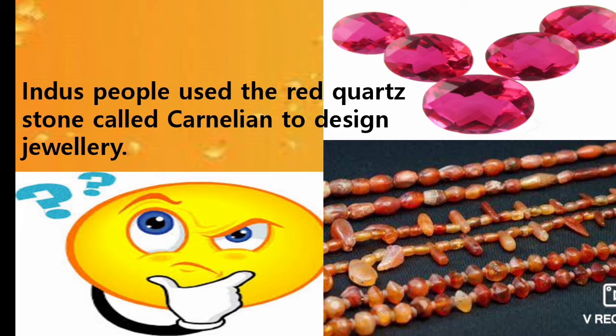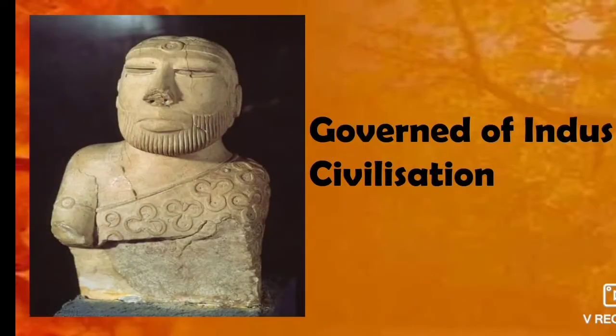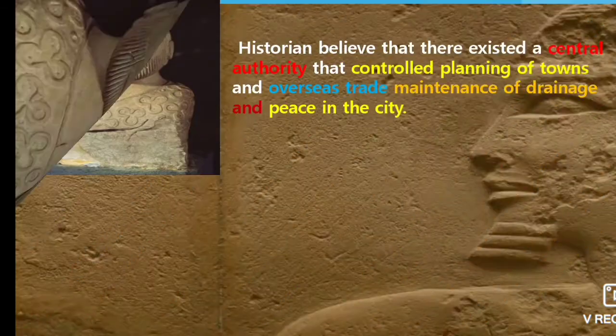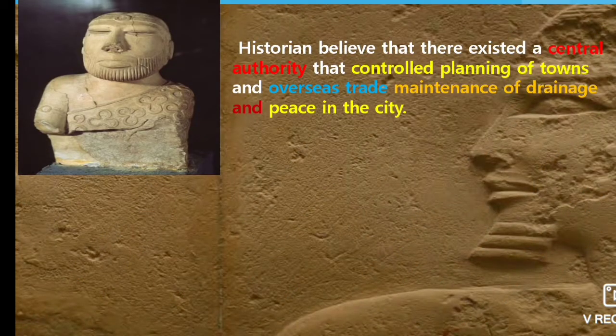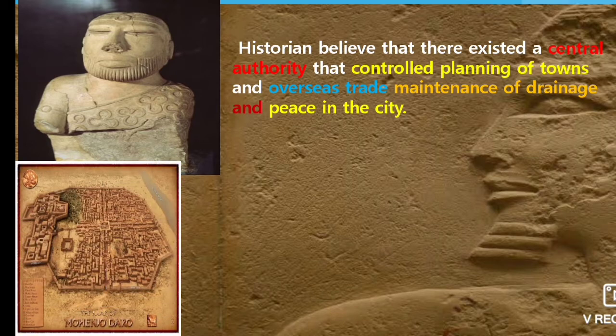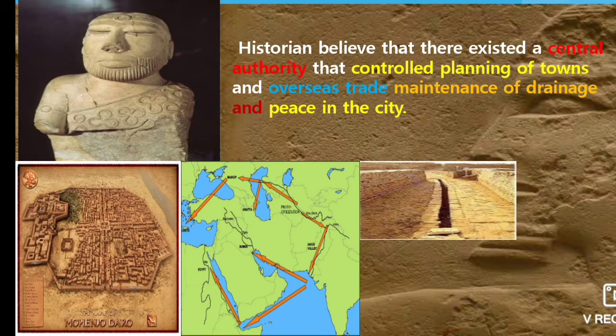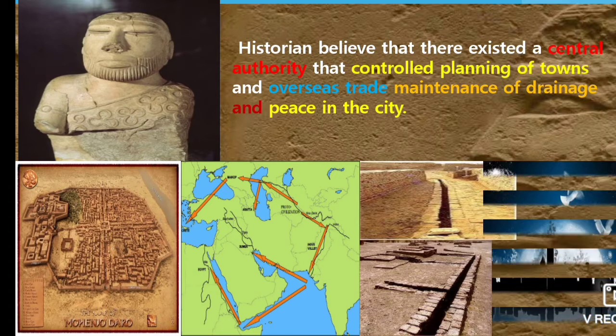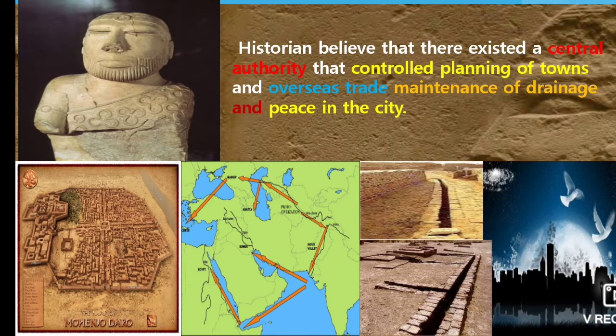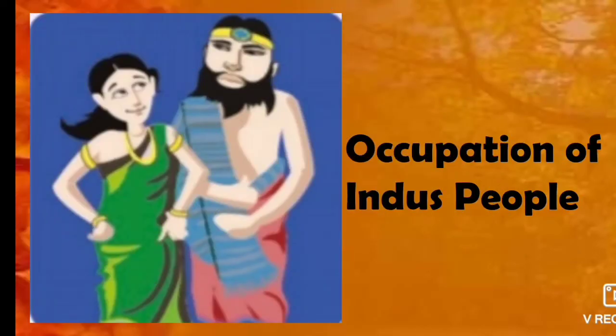Students, next is the governance of Indus civilization. Historians believe that there existed a central authority that controlled planning of towns and overseas trade, maintenance of drainage, and peace in the city. Students, next we can see about the occupation of Indus people.